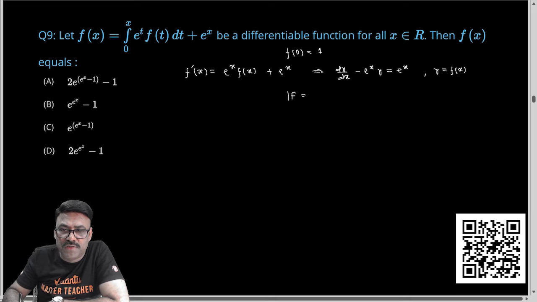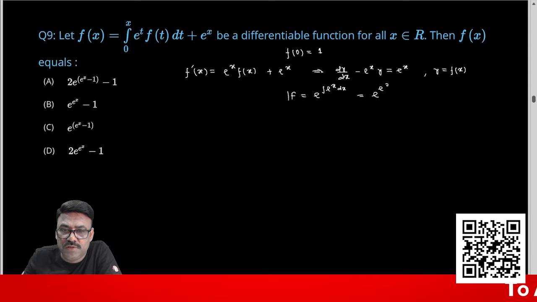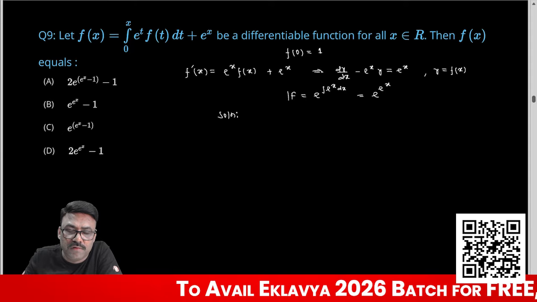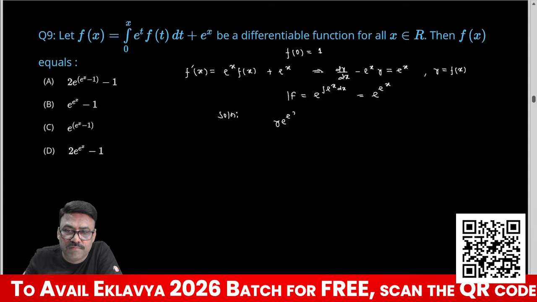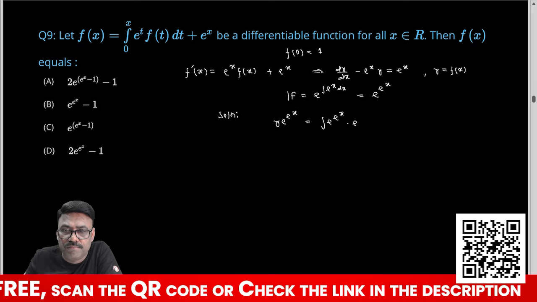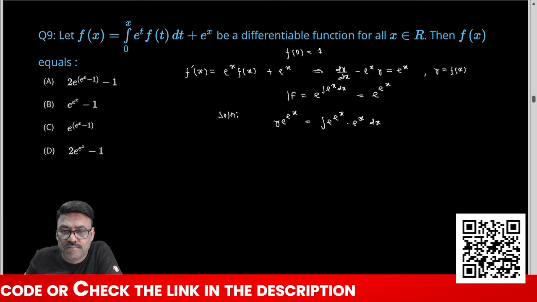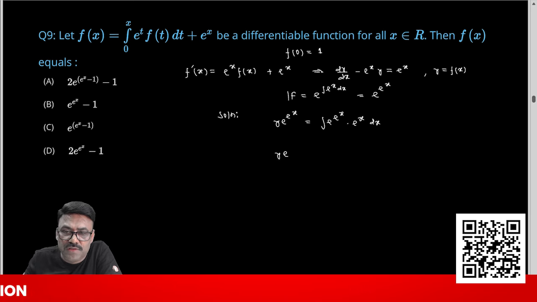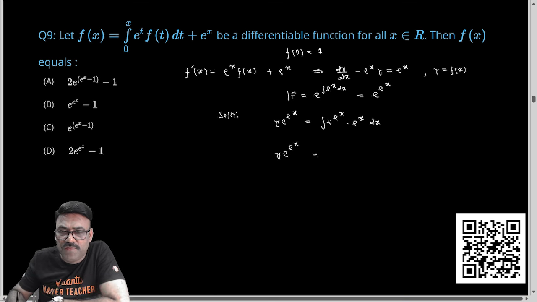Now its integrating factor is what? e raised to e raised to x. So its integrating factor is e raised to e raised to x. Hence the solution can be written as left side y into integrating factor, right side q into integrating factor. Now it is y e raised to e raised to x, and on the right side, if you put e raised to x as t, it is e raised to t dt. So the right side is also e raised to e raised to x plus c.